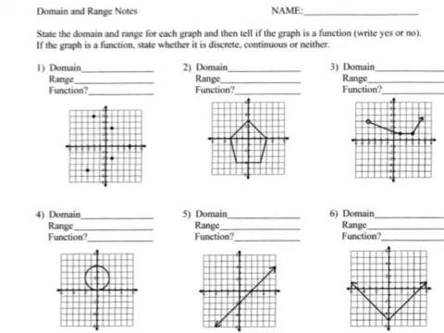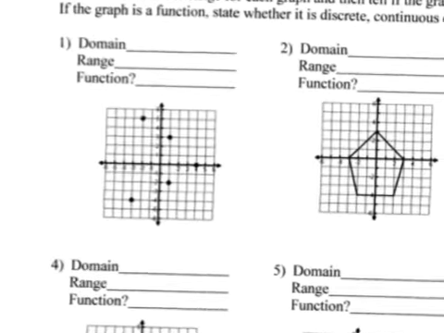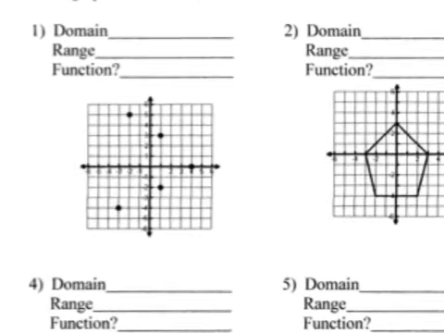Okay, it says, state the domain and range for each graph and then tell if the graph is a function. Write yes or no. If the graph is a function, state whether it is discrete, continuous, or neither. Okay, when I look at this first graph, I see that I have points on the graph, individual points. So this is a discrete graph.